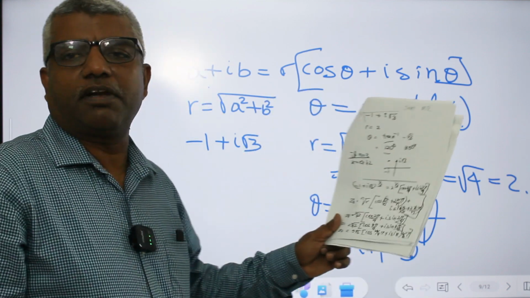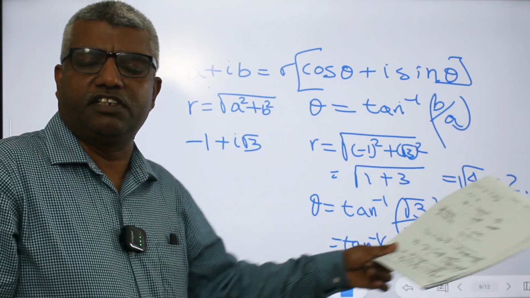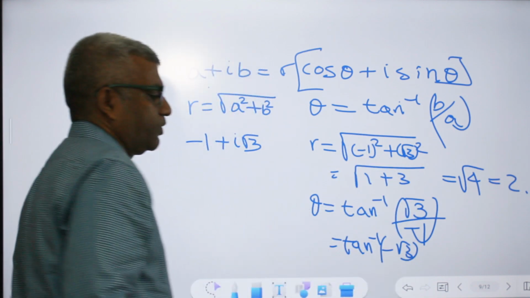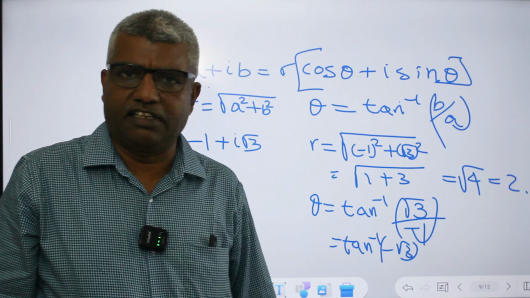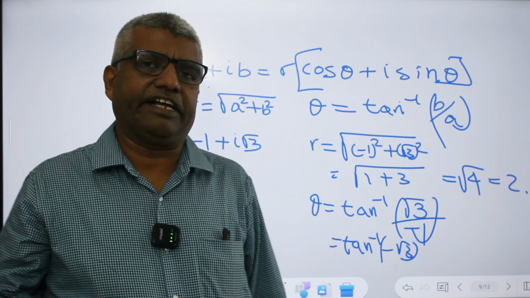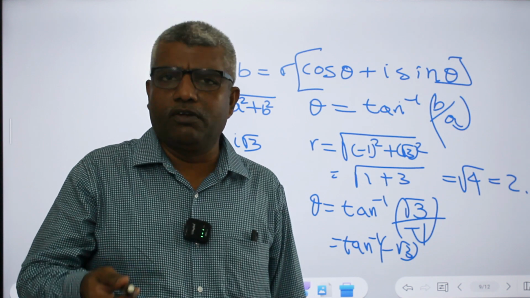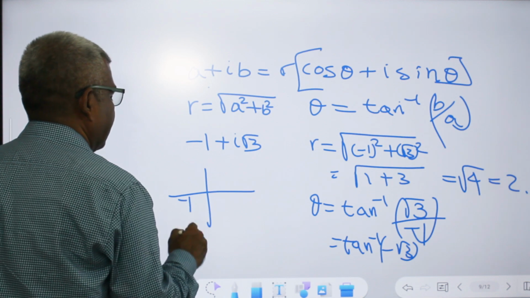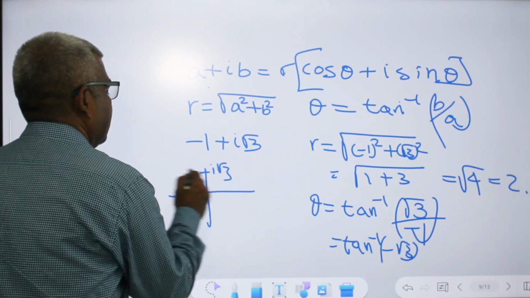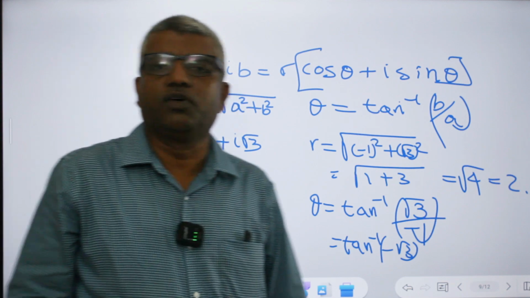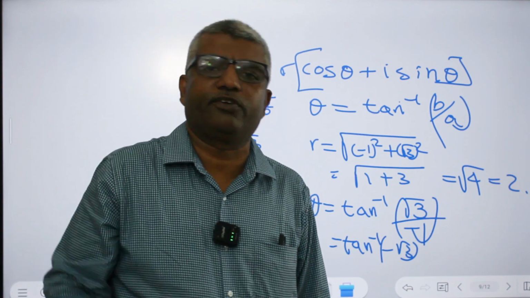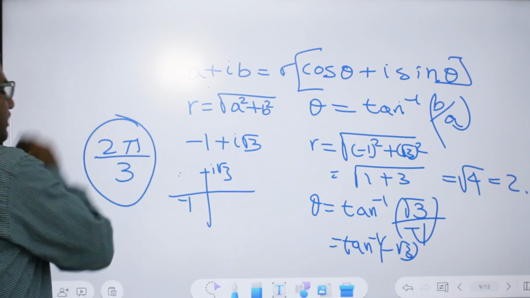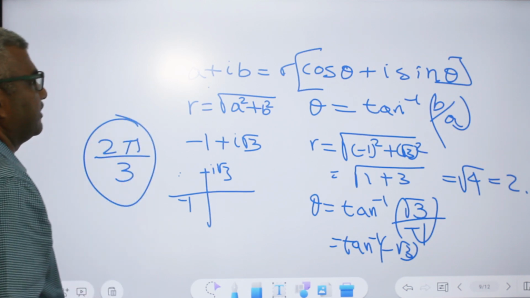Polar form is r cos theta plus i sin theta, where r is equal to square root of a square plus b square, and theta is equal to tan inverse b by a. Now tan inverse minus root 3. Tan inverse root 3 is what? 60 degrees. Minus means it is either second quadrant or fourth quadrant, so it may be 120 degrees or 300 degrees. But check it, minus 1 plus i root 3 is in the second quadrant. So theta is 120 degrees, which we can represent as 2 pi by 3. Pi by 3 is 60, so 2 times that, 2 pi by 3, is 120.